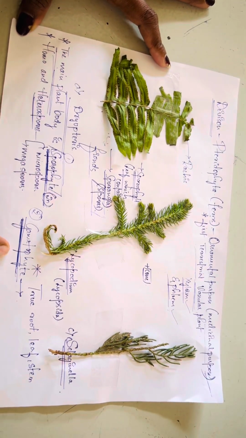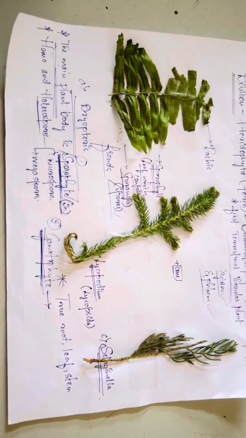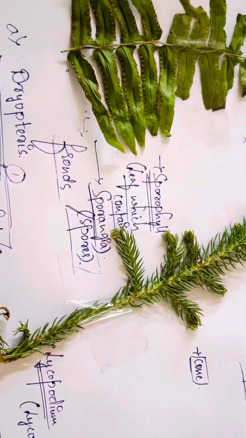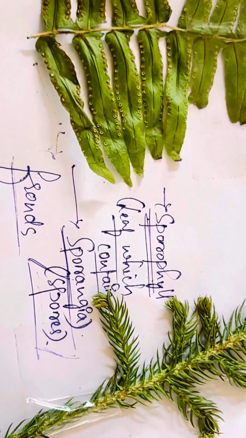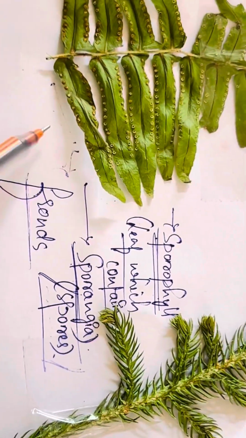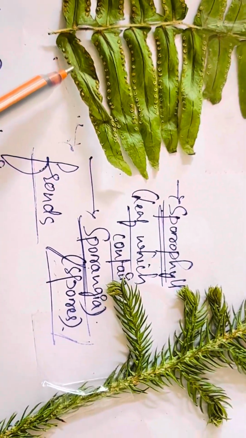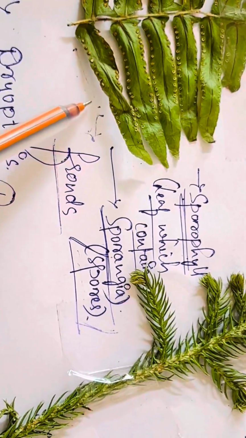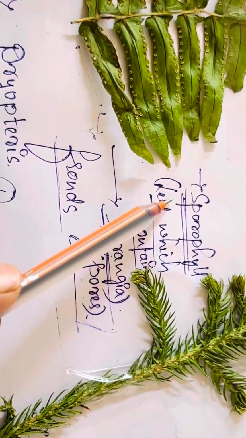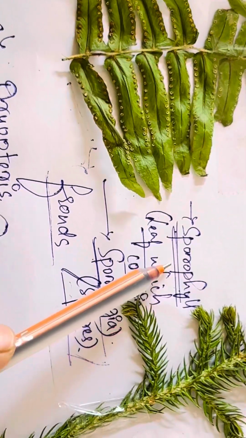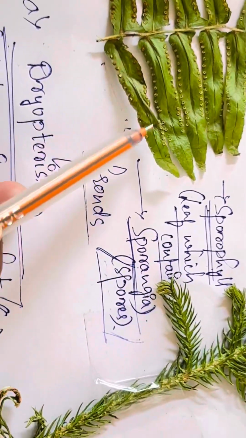So here you observe this is a Dryopteris. Once you check it, I will just zoom out the picture. Now you are observing the leaf which contains these sporangia sacs. These dot-like structures are sporangia sacs. Here I have mentioned the word sporophyll. Why have I mentioned sporophyll? Sporophyll means the leaf which contains sporangia.